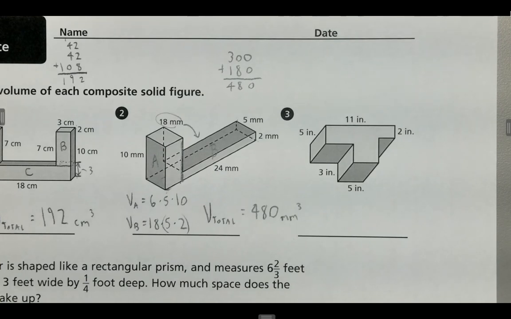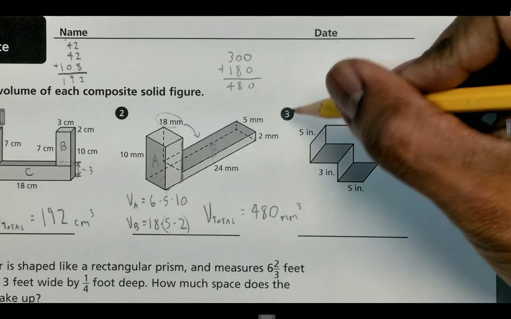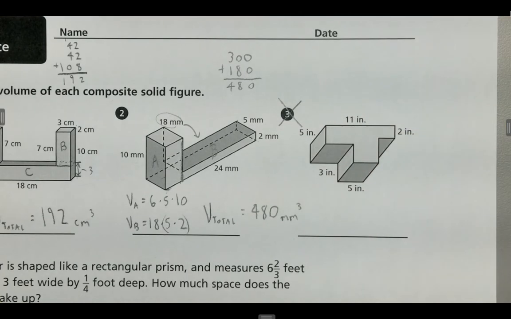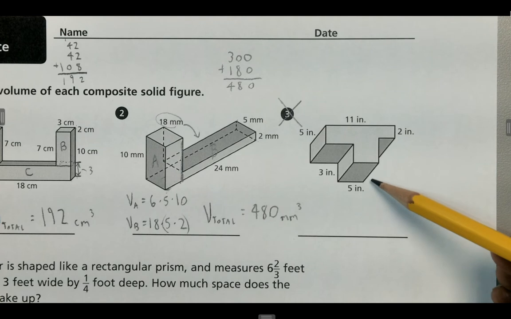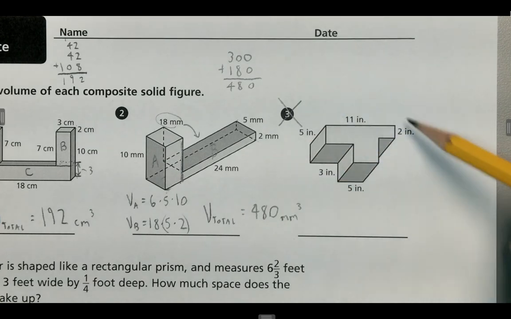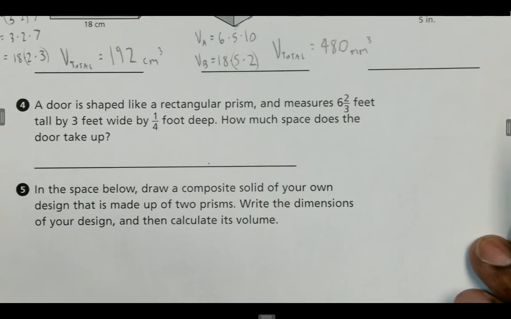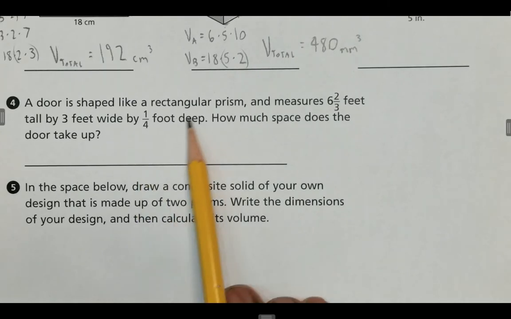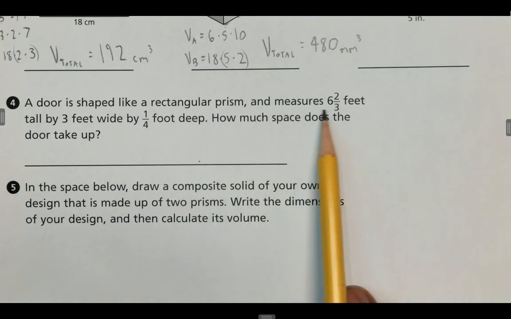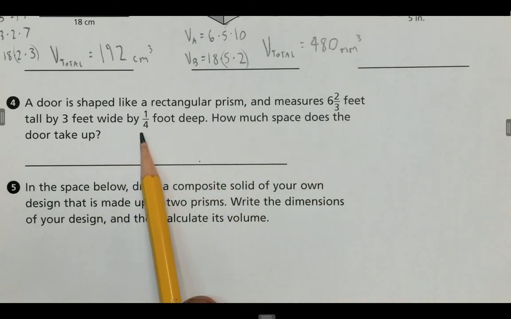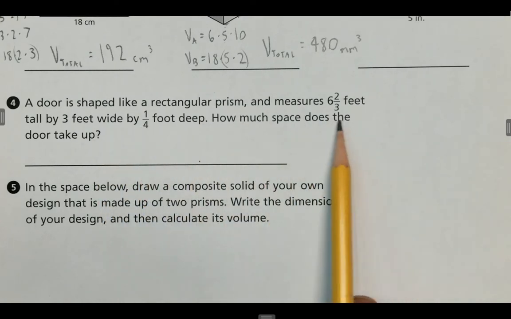I would have loved to have done number 3, but we haven't been given enough information as far as some of these detailed measurements to find the total volume. So we're going to skip that one and move on to number 4. A door is shaped like a rectangular prism and measures 6 2/3 feet tall by 3 feet wide by 1/4 foot deep. How much space does the door take up?